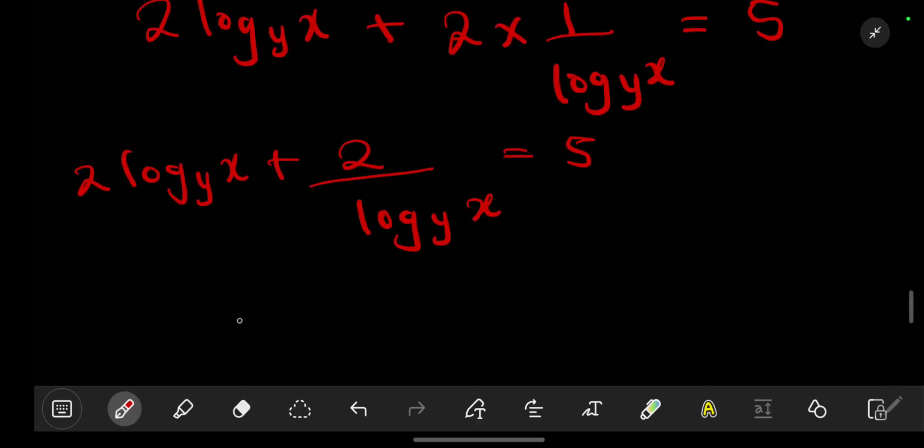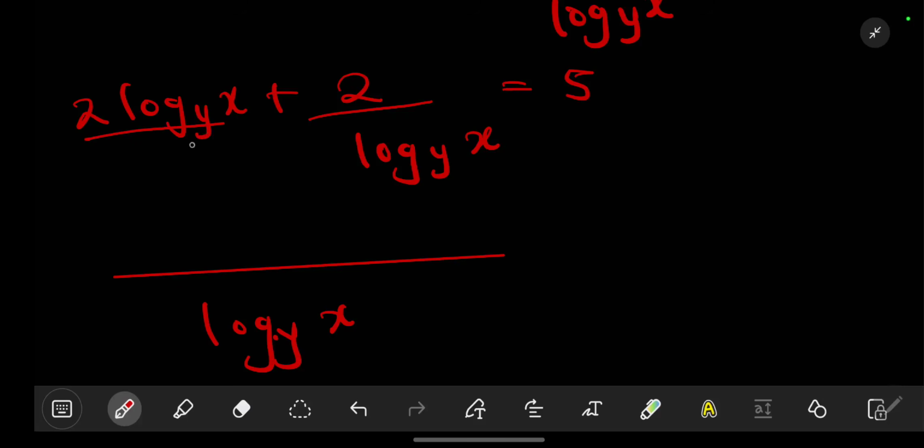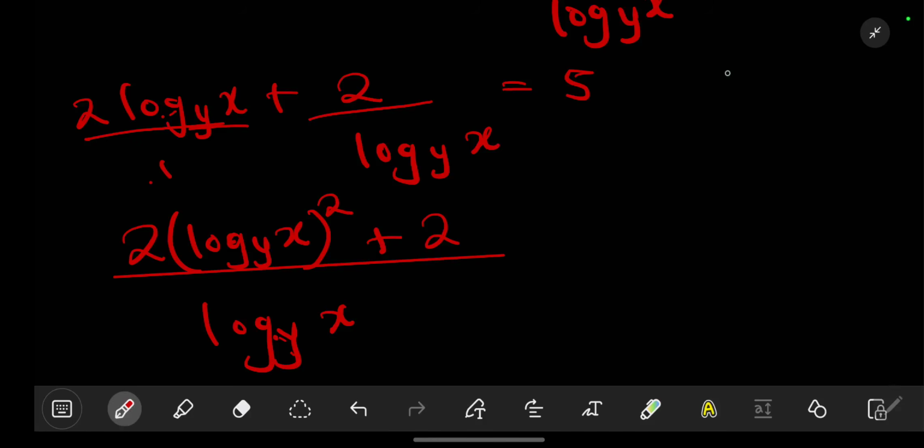Then we are going to find this as our common denominator, which will be equal to log of x base y. This divided by this is 1, times this, so it will be 2 log of this, and you're multiplying them, so it will be something like this squared. Then we have plus 2, so this divided by this is 1 times 2 is 2, which should be equal to 5 over 1.